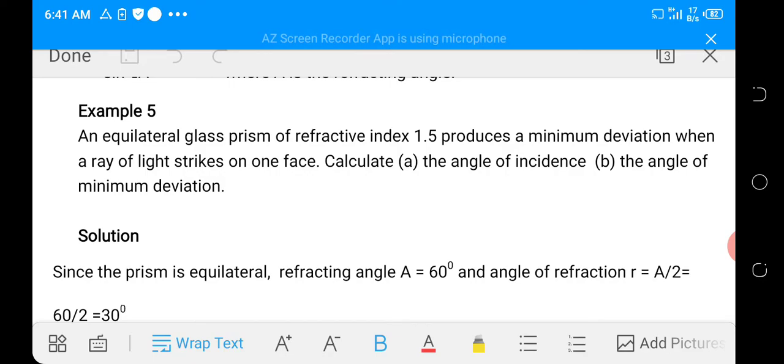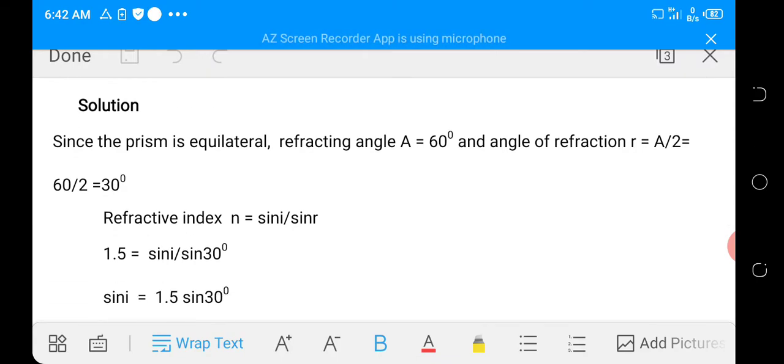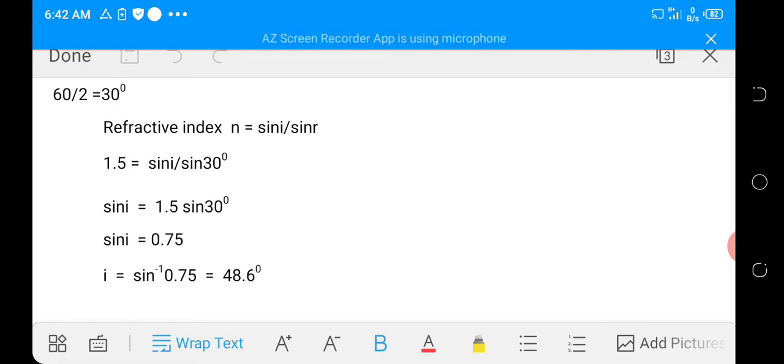From the question, since it is an equilateral triangular prism, the refracting angle is going to be 60 degrees. So from there, we can find the angle of refraction because A is equal to 2r. Making r the subject of the formula, r is going to be A over 2, and that will give us 30 degrees. Then the refractive index is given as 1.5. So applying the formula, n is equal to sine i over sine r, so 1.5 is equal to sine i over sine 30. Making i the subject of the formula, we have 48.6 degrees as our angle of incidence.